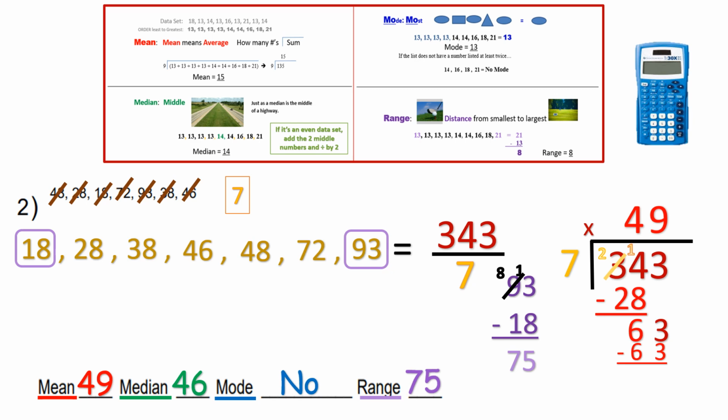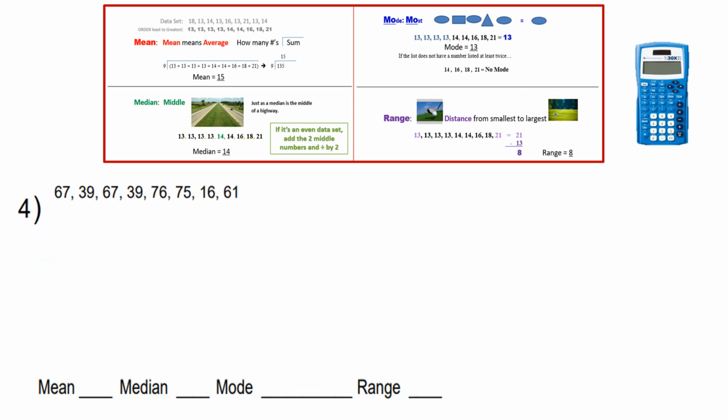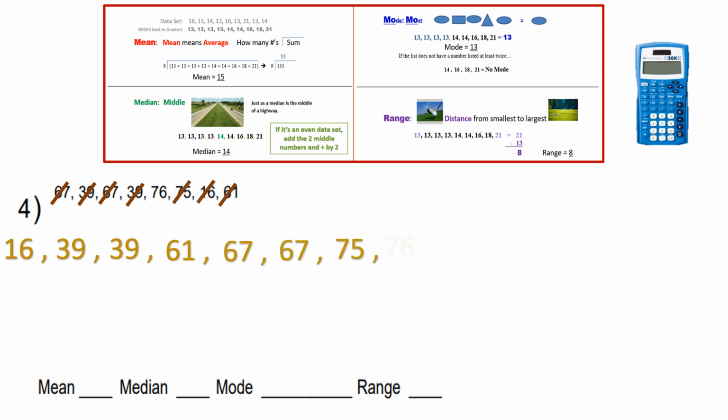Easy peasy, all right? Well, let's look at number 4 on the back of your paper then. Once again, I have a set of data that I'm finding mean, median, mode, and range for, so I'm going to start by putting them in order from least to greatest. So my smallest number in this data set is 16, and then I have a 39 and another 39, a 61, a 67, another 67, 75, a 76. All right, so that looks like all my data set.